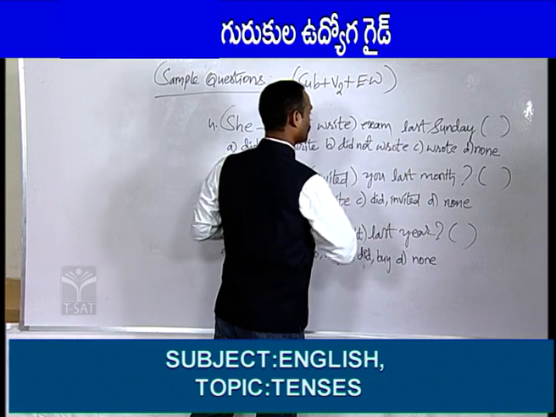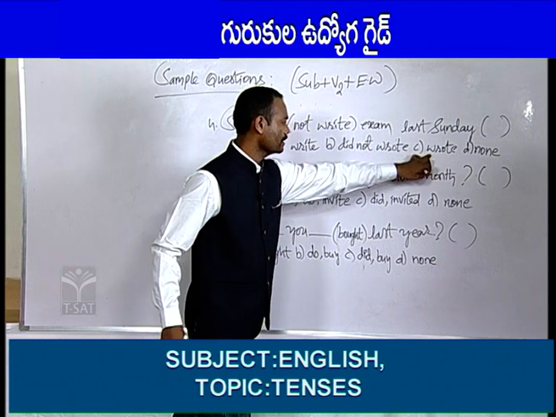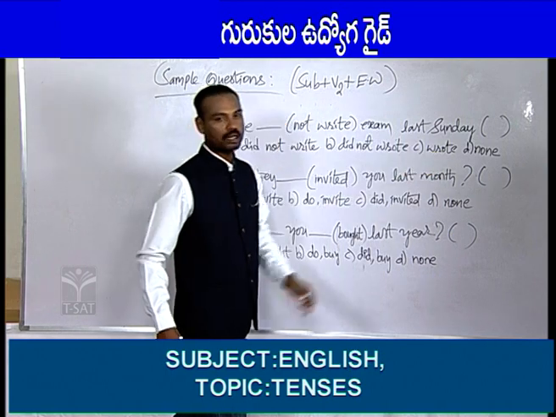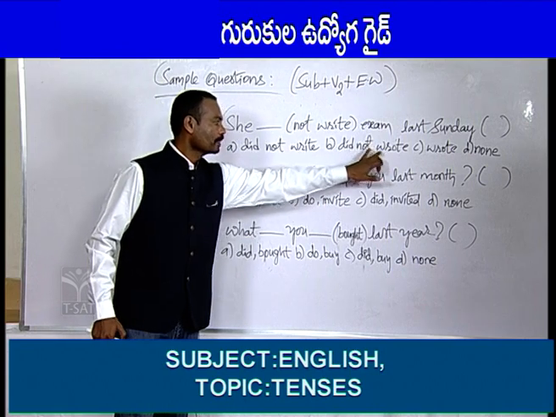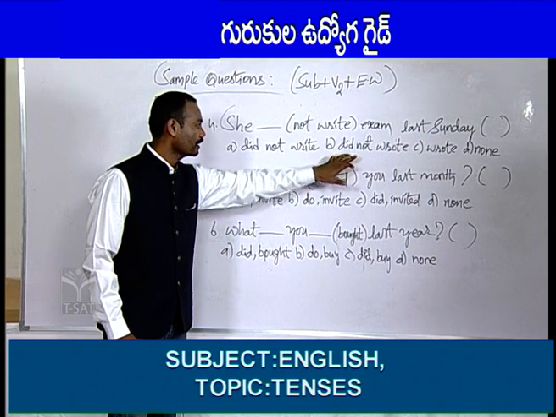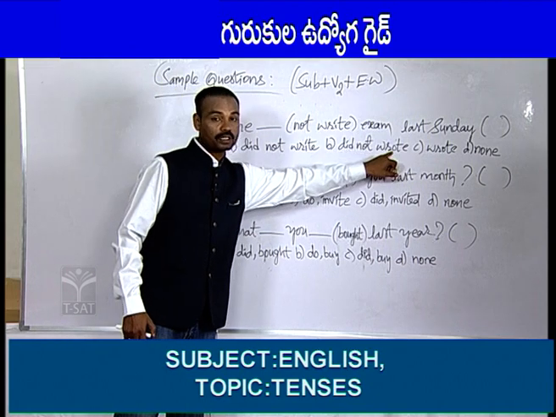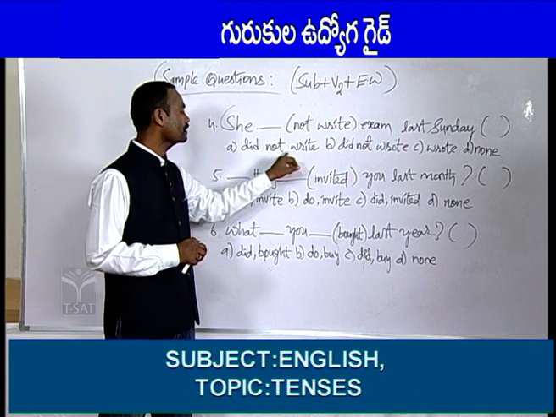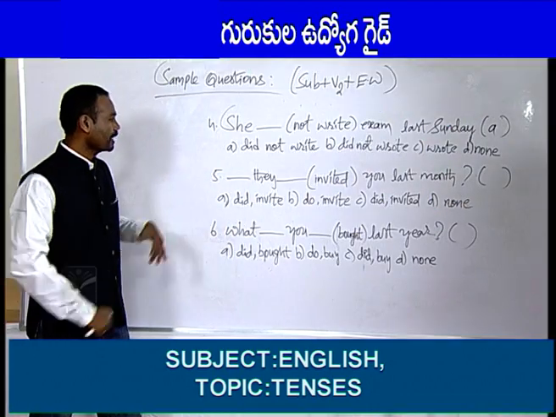Here: option A, did not write; option B, did not wrote; option C, just wrote; option D, none. So, where is the answer? Did not write or did not wrote? What I have told you, when we use did, should we use V1 or V2? What is the difference between here and here? Did not write: did is there, V1 is there. Did not wrote: did is there, V2 is there. So, when we use did, we should use the first form of the verb. So, answer is did not write. Answer is A. Fine.